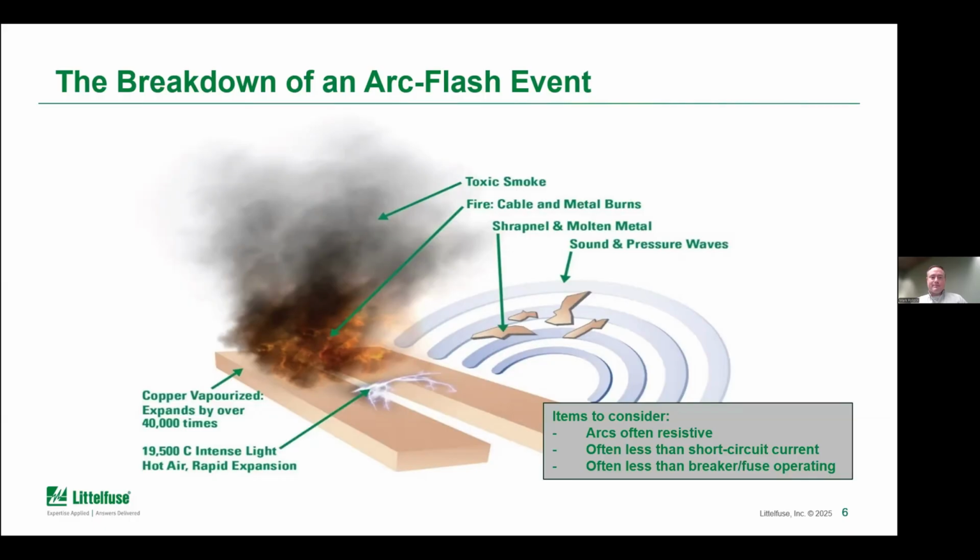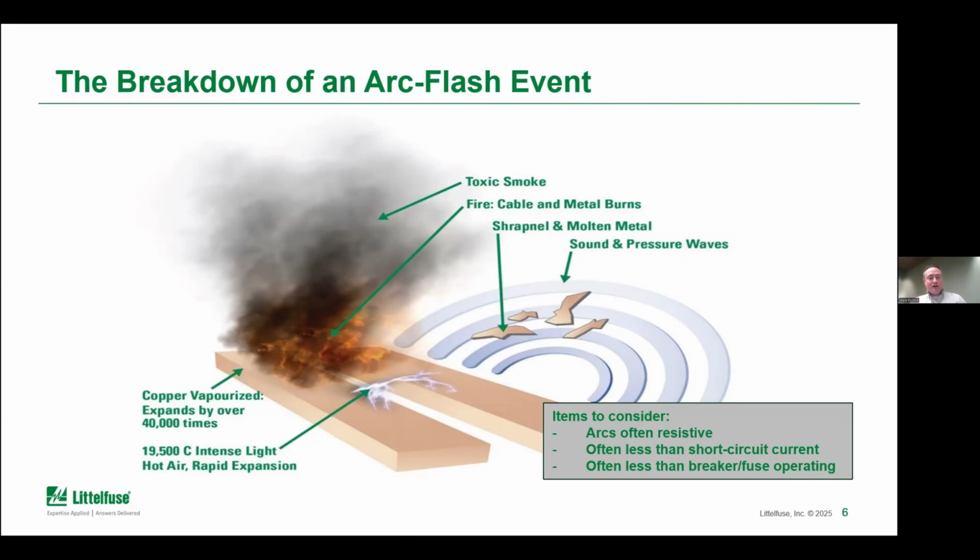So something to keep in mind, when you talk about an arc event, sometimes there's a thought of, well, we have all the regular electrical protection. We have circuit breakers, we have fuses. Why are these not providing protection from an arc flash? And when you look at these arc events, there is typically, or can often be, some resistance in that arc. And that means that the arcing current is often less than the short circuit current or the rated operating currents for the breaker or for the fuse.